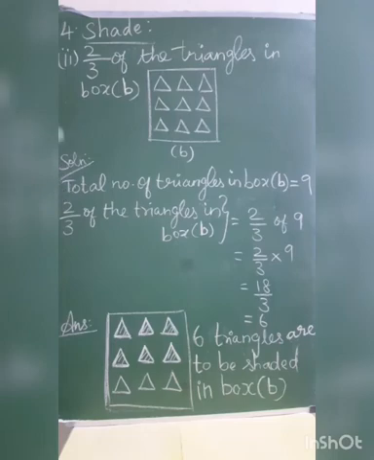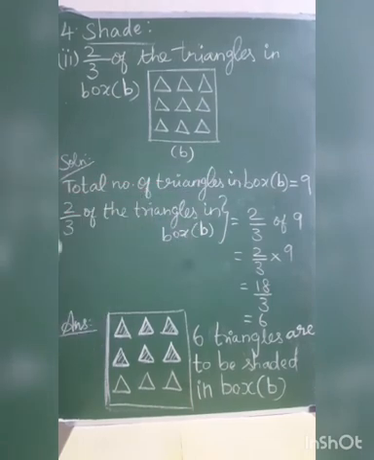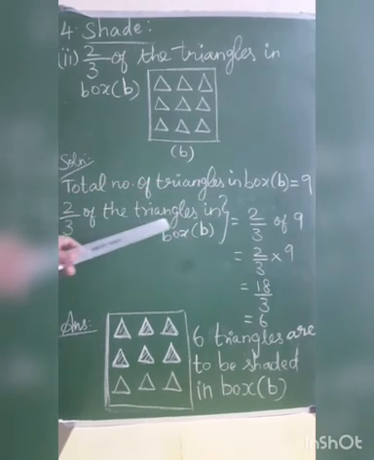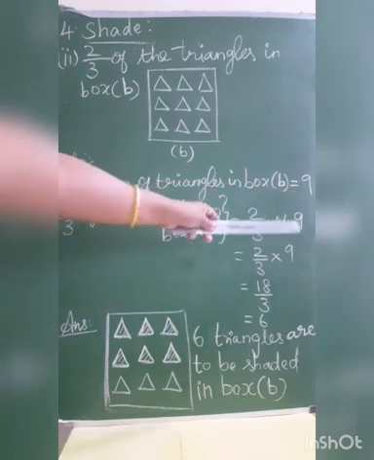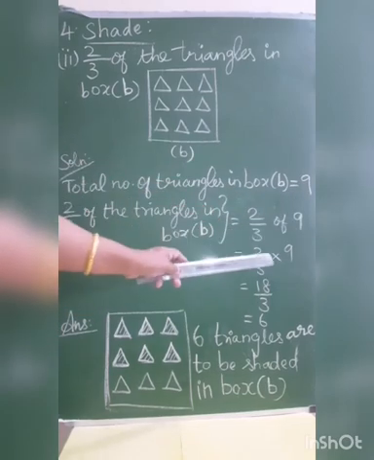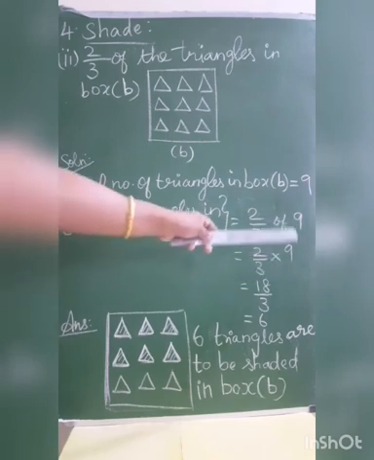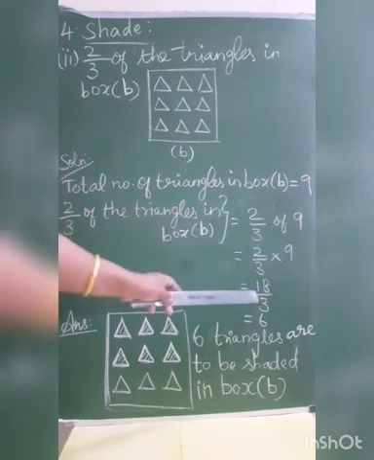Solution: how many are shaded? 2 by 3 of the triangles in box B. Total number of triangles in box B is 9. How many shaded? 2 by 3 of the triangles in box B equals 2 by 3 of 9. Total number of triangles is 9. 2 by 3 of means multiply by 9.